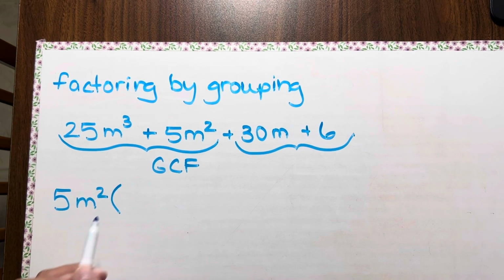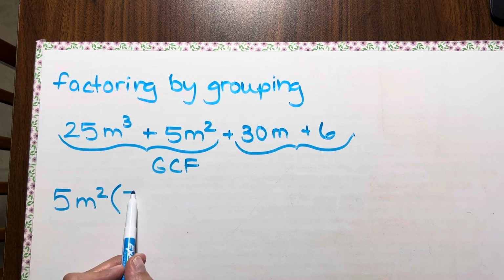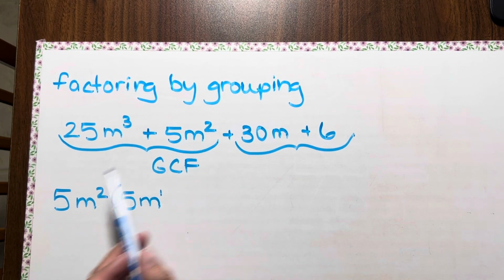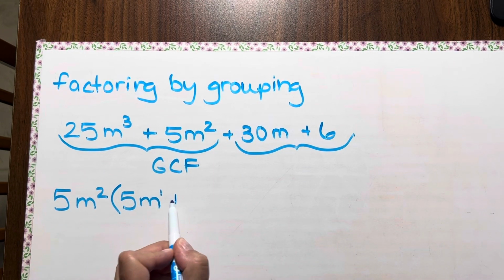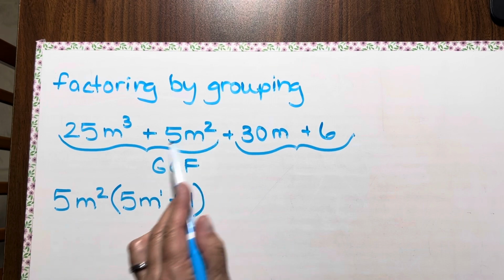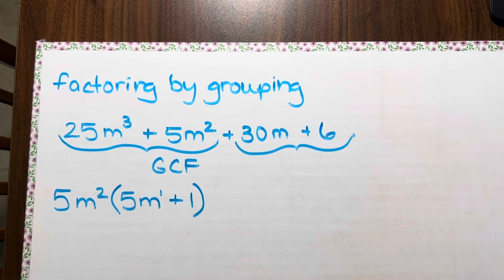Now, in the parentheses, I write down what I have left. So for this one, 25 divided by 5 is a 5. I've taken out 2 m's from 3 m's, so I have an m to the first. And for my last term, everything divides out evenly, but don't forget that placeholder means you have a 1 left over. If I didn't write a 1, it would be almost like that term didn't exist. I have to keep a placeholder.